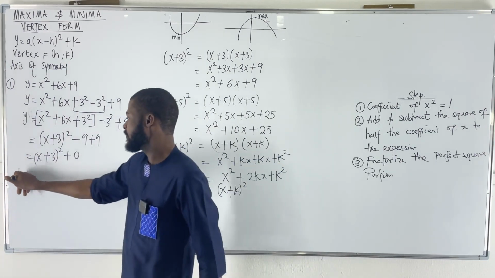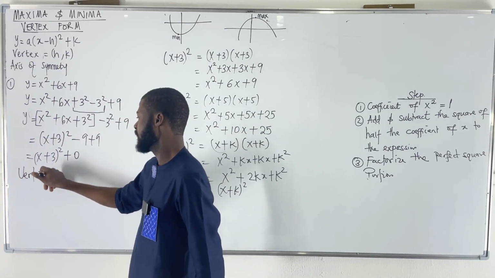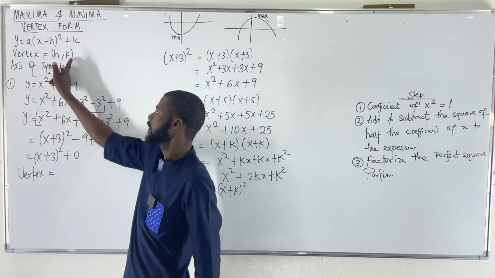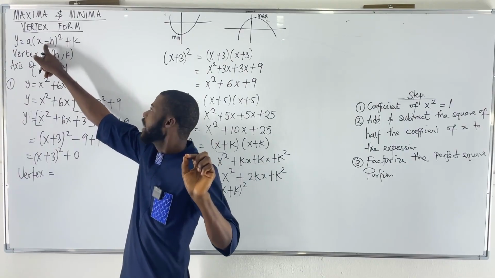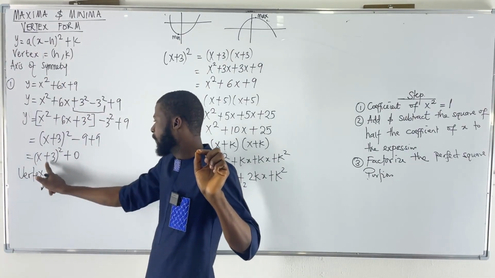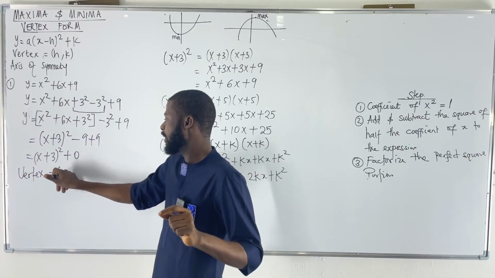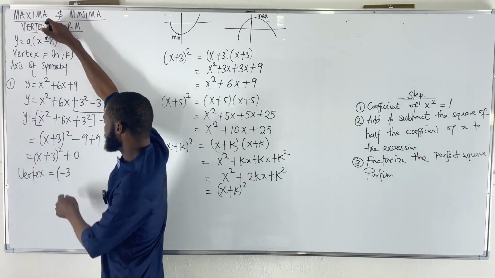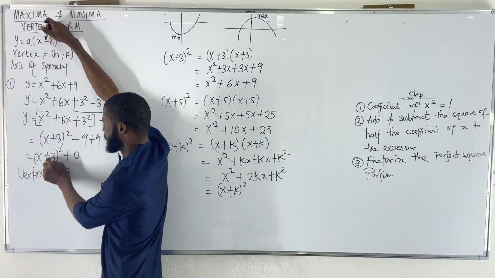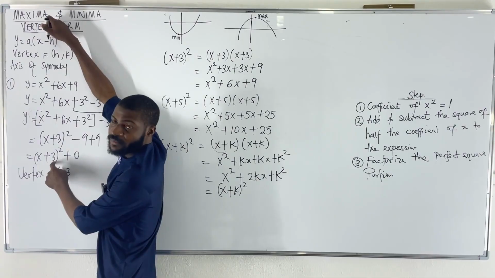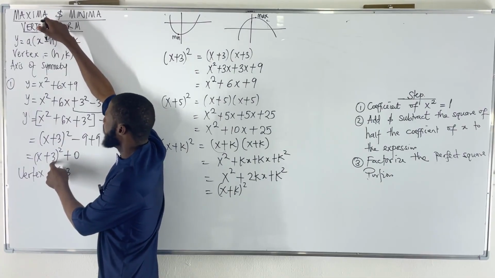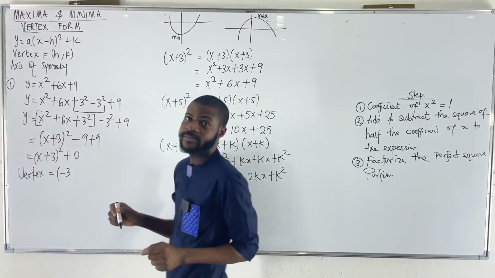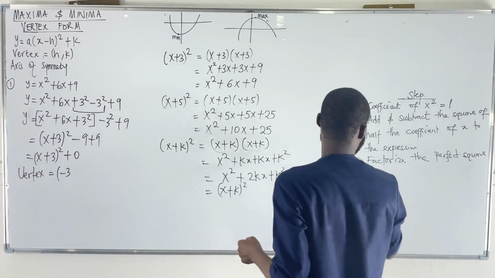So the vertex of this graph is always h comma k. And the vertex form has x minus h. So if you compare this to plus 3, this means that our h is minus 3. Take note. Assuming this 3 here had a minus, that means h would be equal to 3. But the original expression has a minus, but this has a plus 3. So that means this would become what? Minus 3. Okay, let me do it here again.